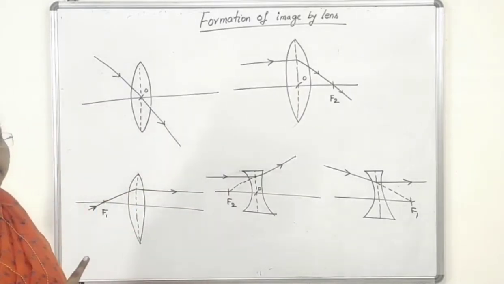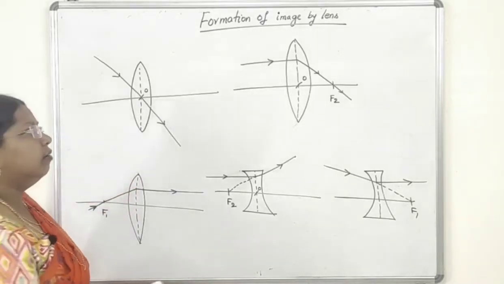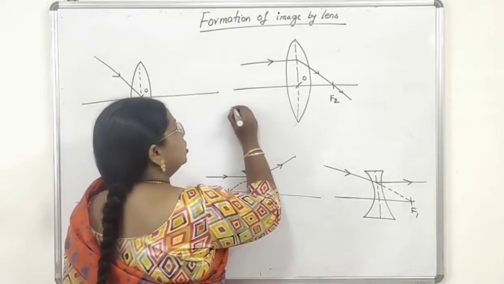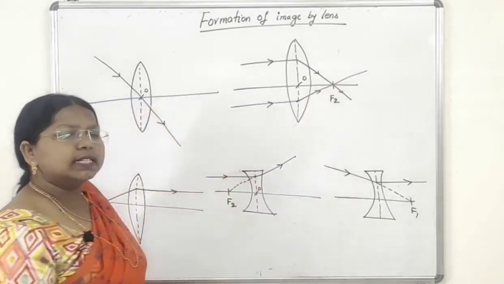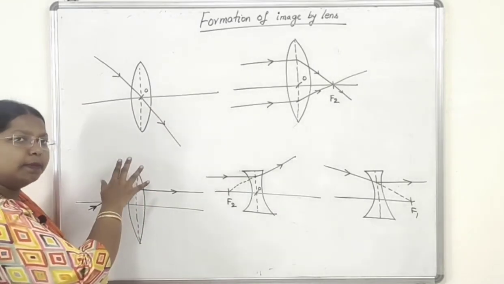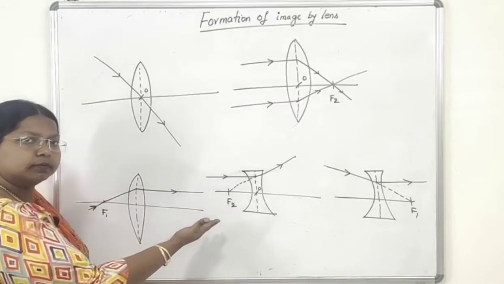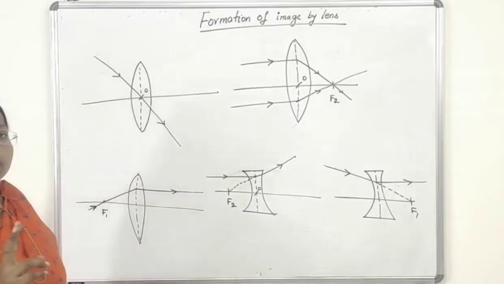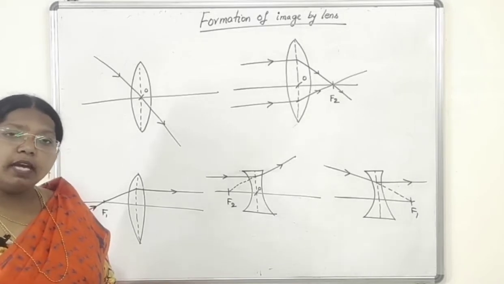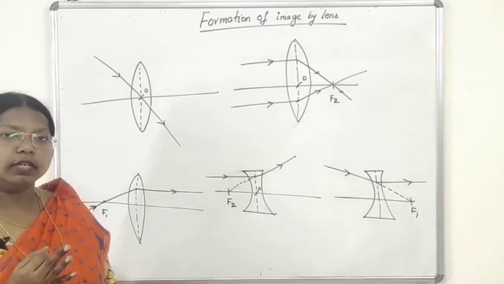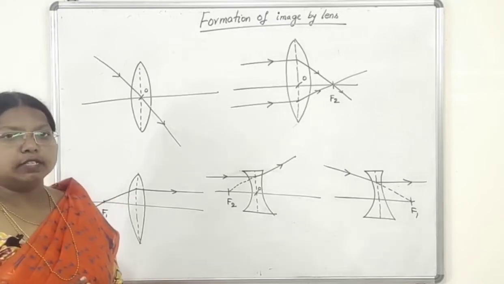One ray passing through the optical center and the other one either at the top or at the bottom, any one. So we will consider only 2 rays. Using these 2 rays, we will say the position of the image, size of the image and nature of the image. Clear, students? So we will draw the ray diagrams now using these basic principles.